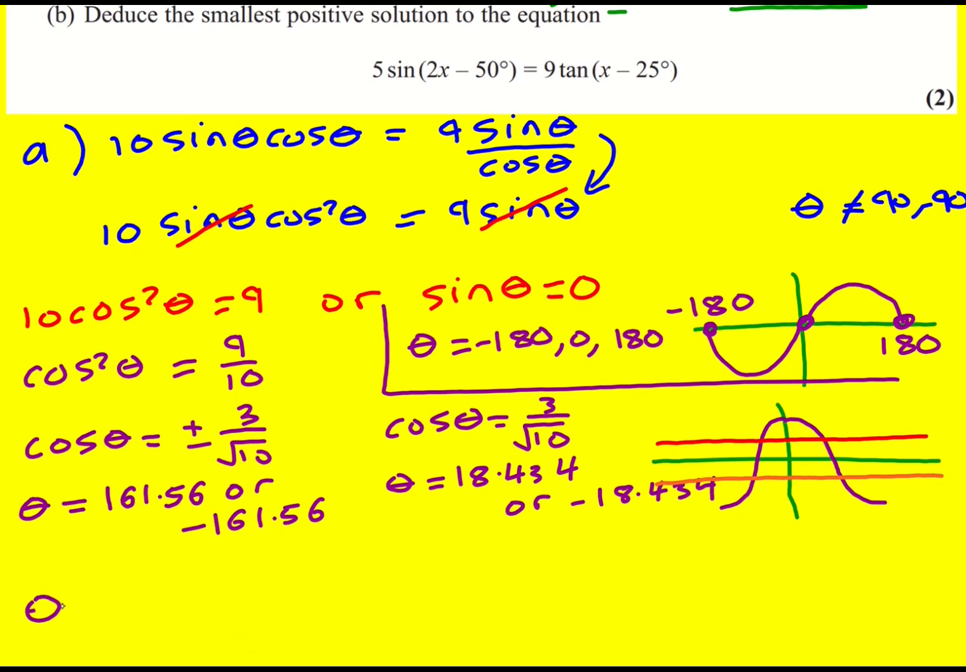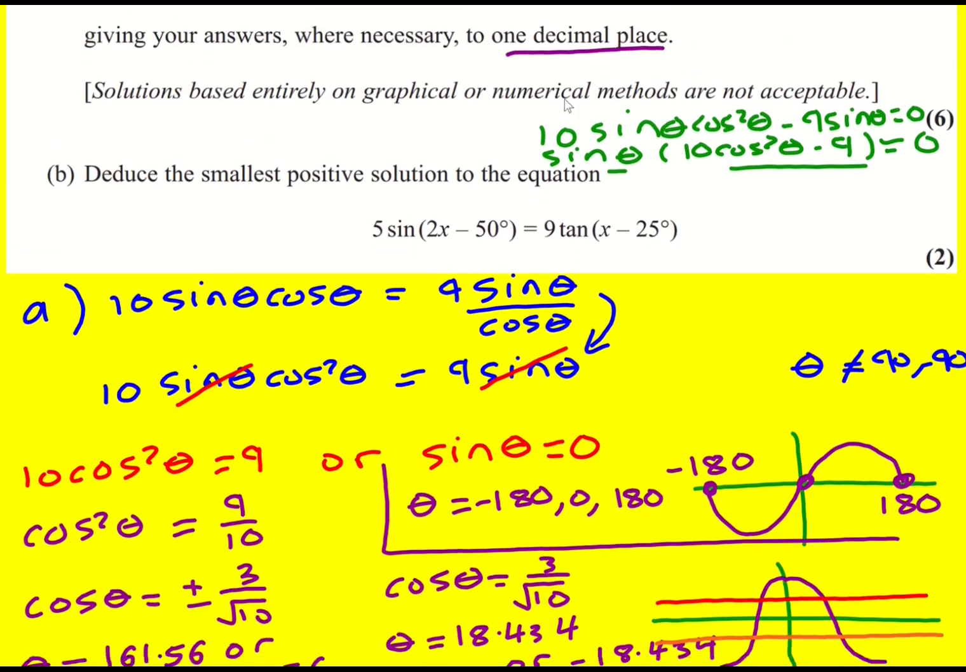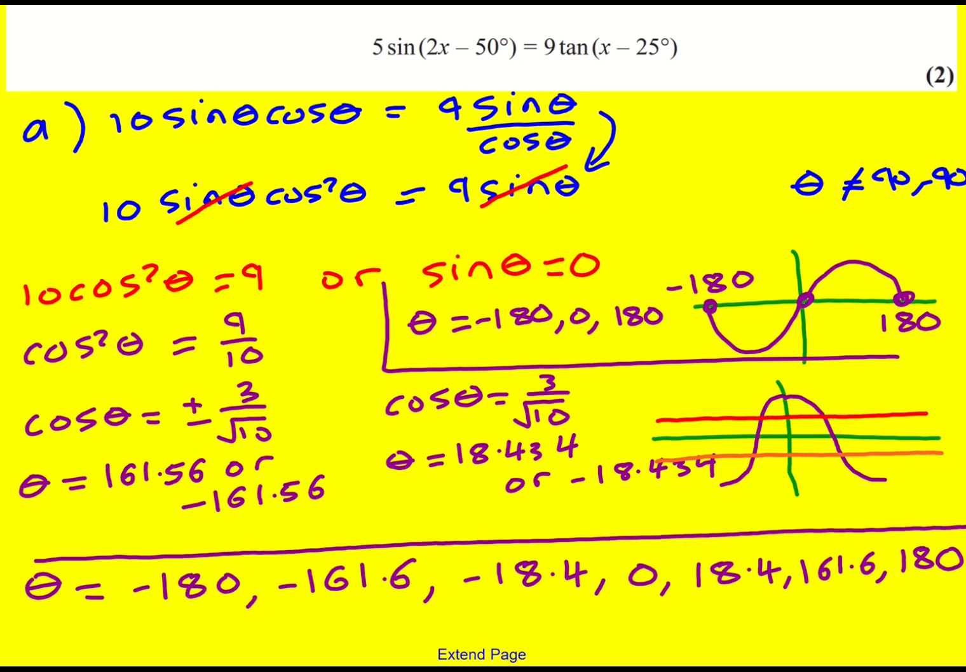Okay, so finally, theta is going to be, I'm going to write them in ascending order, minus 180, minus 100, wait, did it ask for one decimal place? Okay, minus 161.6, minus 18.4, 0, 18.4, 161.6, or 180. Okay, lots of solutions there.